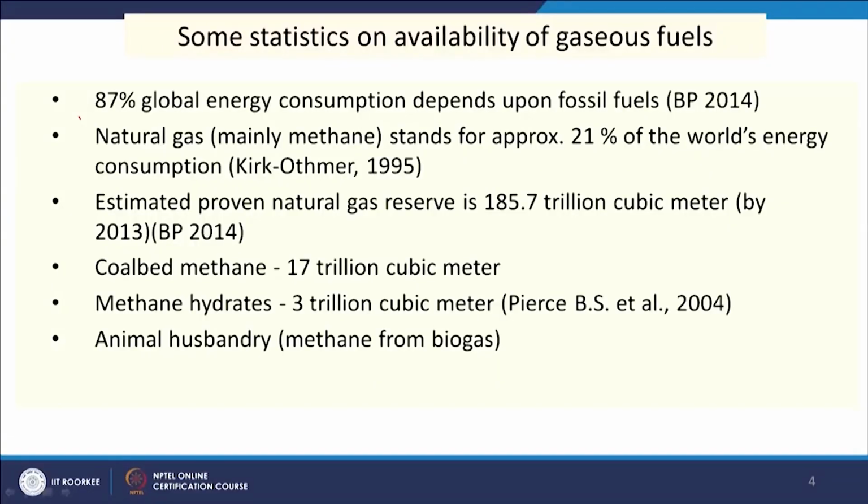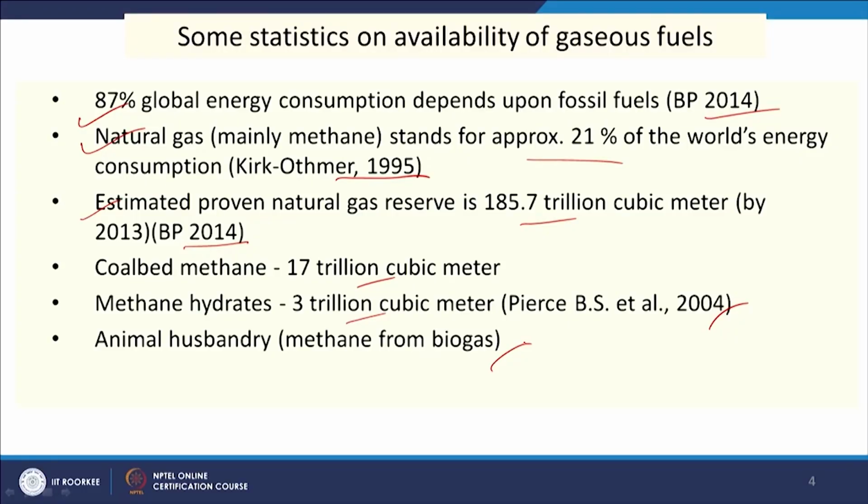Now, this slide shows some statistics on the availability of gaseous fuels. 87% of global energy consumption depends upon fossil fuels, as you know, and natural gas accounts for approximately 21% of the world's energy consumption as per this reference. The proven natural gas reserve is estimated at 185.7 trillion cubic meters, as per the British Petroleum 2014 report. Coal bed methane is 17 trillion cubic meters, and methane hydrates 3 trillion cubic meters, as per 2004 data. Then animal husbandry gives methane from biogas, which is also a good source of gas, from cow dung or other animal manures or any other animal waste.